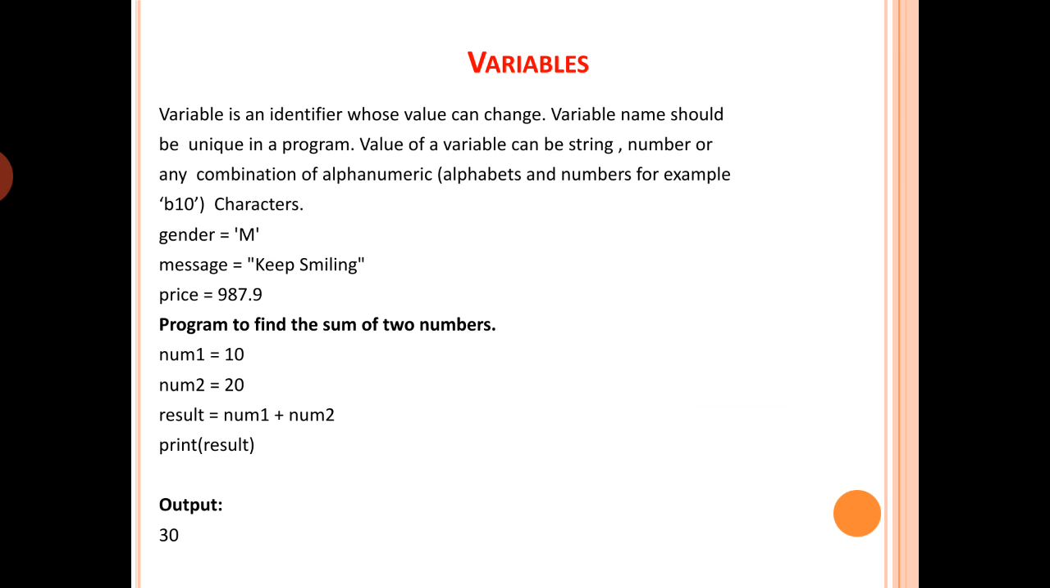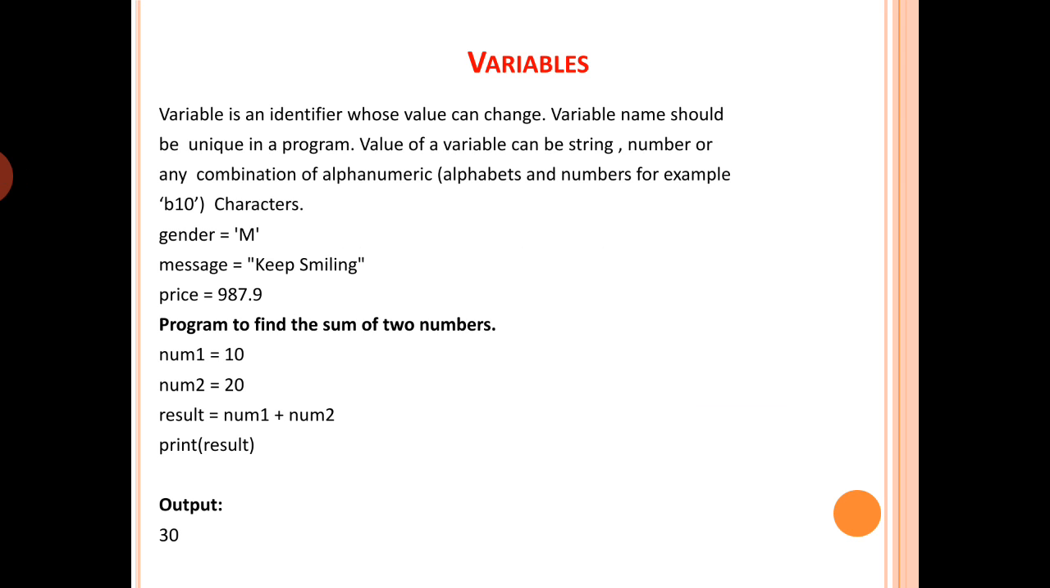In Python, we can use an assignment statement to create new variables and assign specific values to them. For example, gender is a variable in which the character M is stored, so it is a string variable.